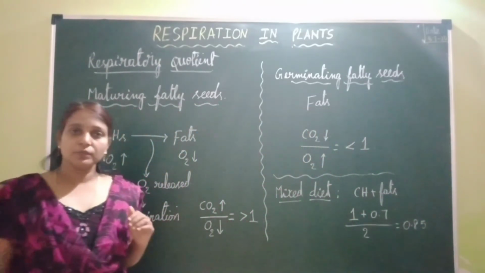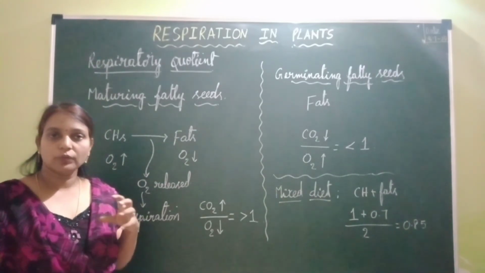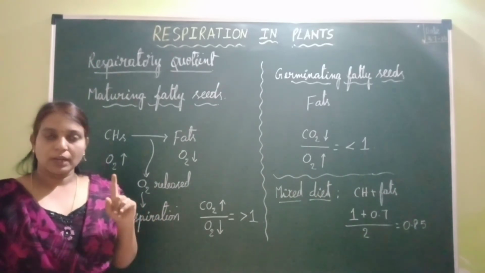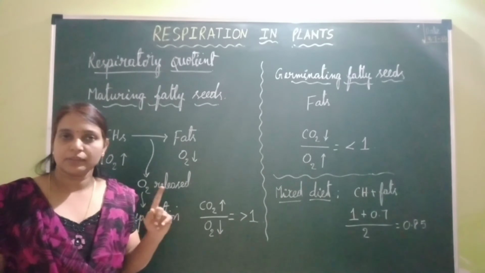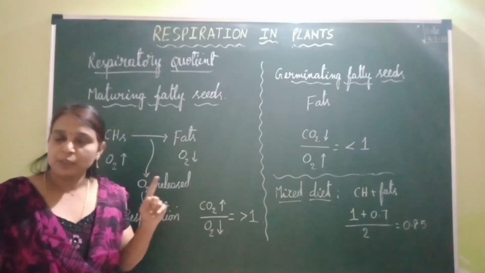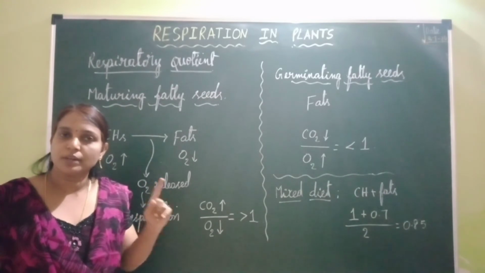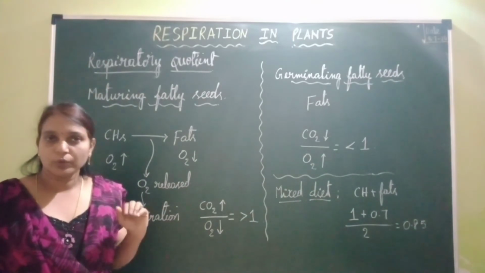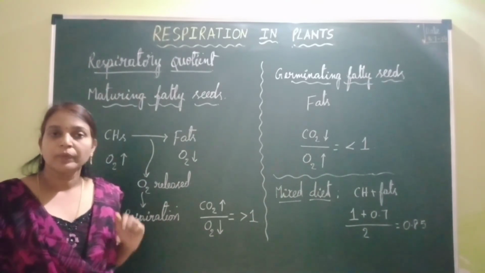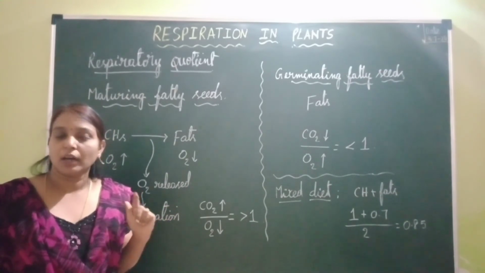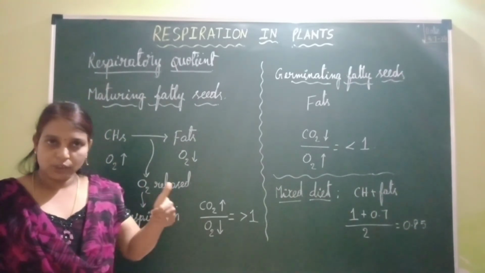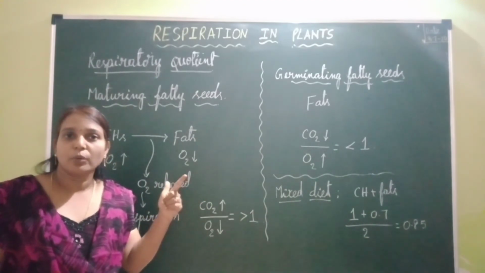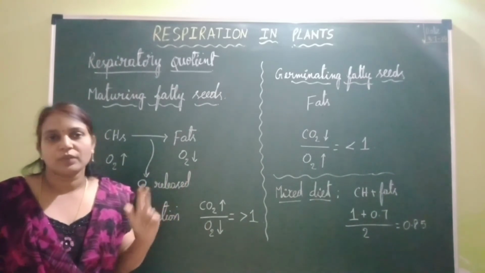So I want to give a quick recap of the RQ values of all different types of respiratory substrates. Starting with carbohydrates, the RQ value is 1, that is unity. In case of fats, RQ value is 0.7. In case of proteins, RQ value is generally 0.9, but it ranges between 0.5 to 0.9 depending upon the type of protein that undergoes oxidation through aerobic respiration. Next, in case of organic acids, RQ value is greater than 1. In case of oxalic acid, RQ value is 4. Malic acid, RQ value is 1.3, and succinic acid, it is 1.14.